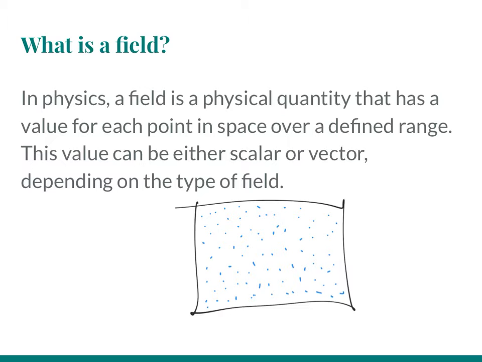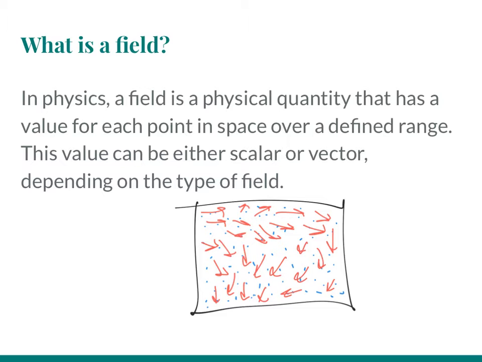So there are several options for what that value can be. There are scalar fields, where every point has a scalar value associated with it, and there are also vector fields, where every point has a vector associated with it.